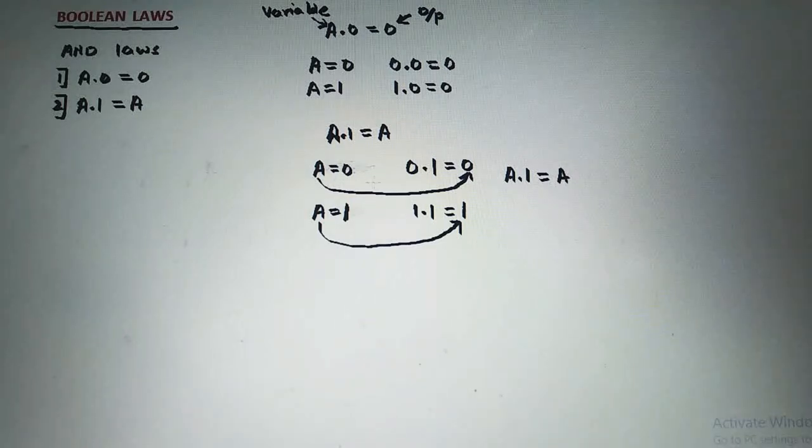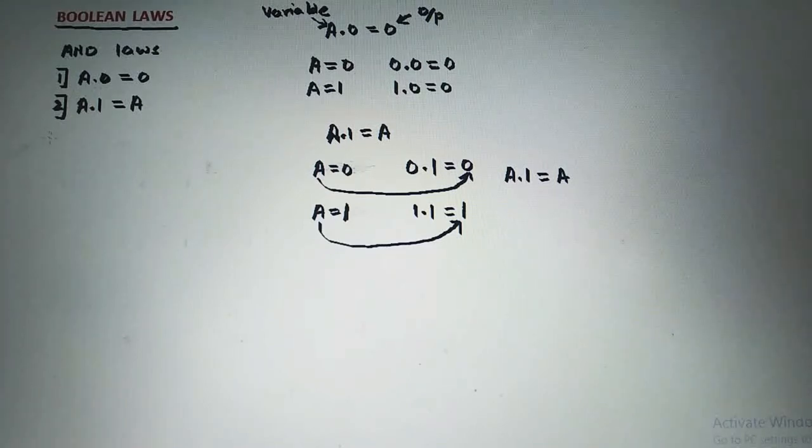Again, we are checking with both values, that is 0 and 1. We put A equal to 0 and get 0 output; we put A equal to 1 and get 1 output. So at the output we get the value of A that we put at the input. Because of that, A dot 1 is equal to A. This is the basic procedure to prove these Boolean laws.